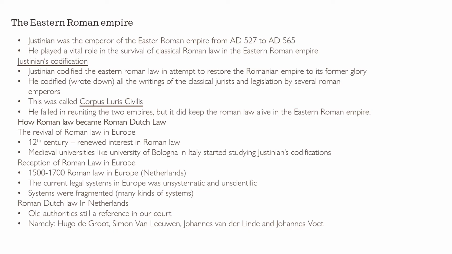Justinian's codification. Justinian codified the Eastern Roman law in an attempt to restore the Roman Empire to its former glory. He codified, which means to write down, all the writings of the classical jurists and legislation by several Roman emperors. This was called Corpus Juris Civilis. He failed in reuniting the 2 empires, but it did keep the Roman law alive in the Eastern Roman Empire.